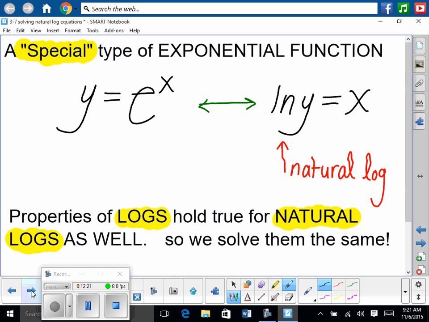So if we had a 3 there, y is equal to 3 to the x, this looks no different than what we've been solving, right? So technically e is 2.7 to the x. Do you see how they're the exact same thing? It's just we're going to use e, okay?